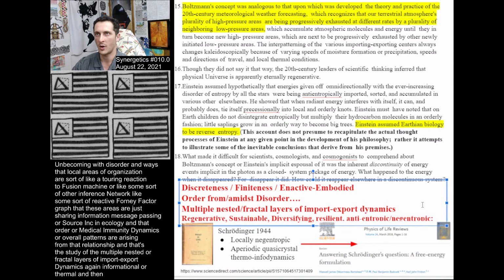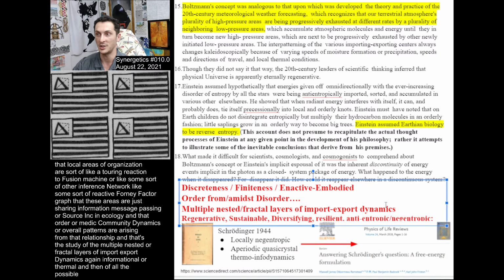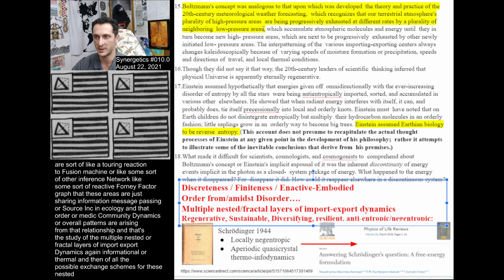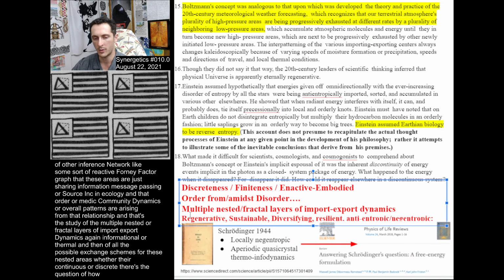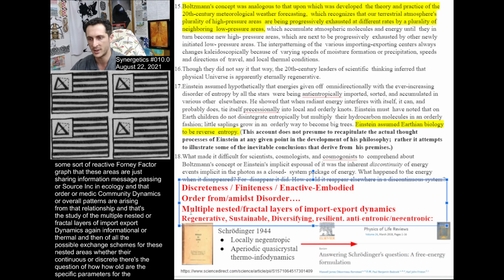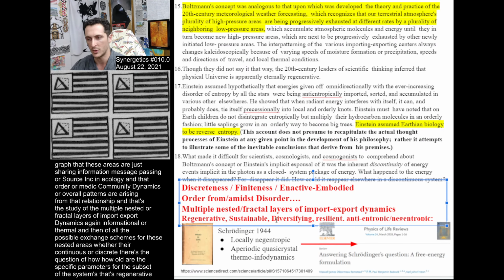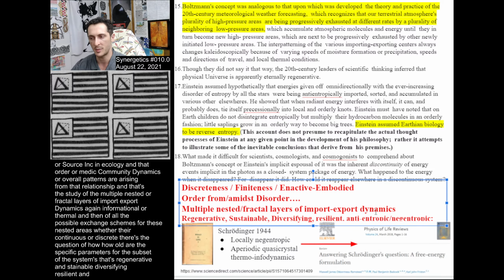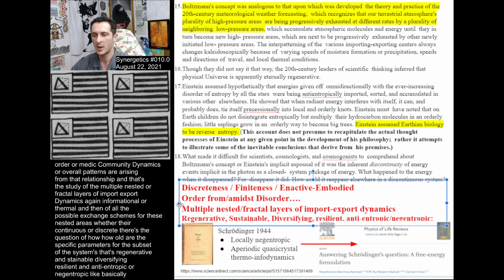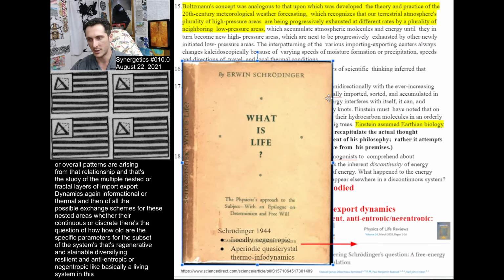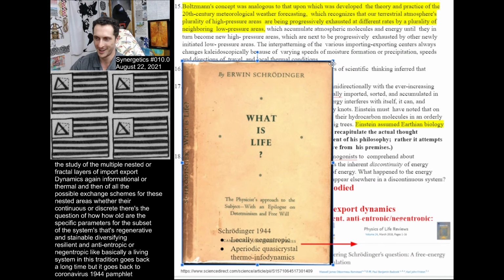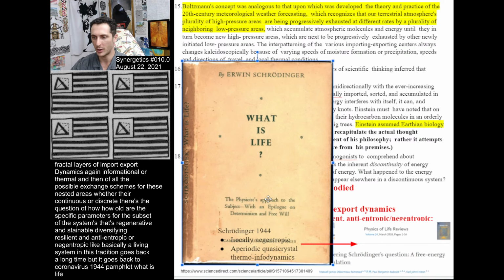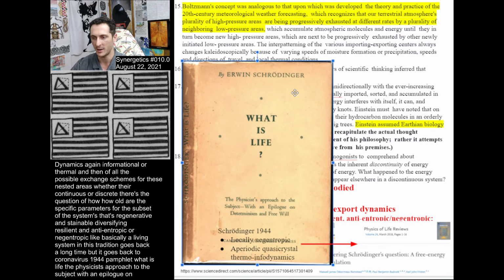And then of all the possible exchange schemes for these nested areas, whether they're continuous or discrete, there's the question about how are the specific parameters for the subset of these systems that's regenerative and sustainable, diversifying, resilient, and anti-entropic or negentropic, like basically a living system. And this tradition goes back a long time, but it goes back to Schrodinger's 1944 pamphlet, What is Life? The Physicist's Approach to the Subject, with an epilogue on determinism and free will.